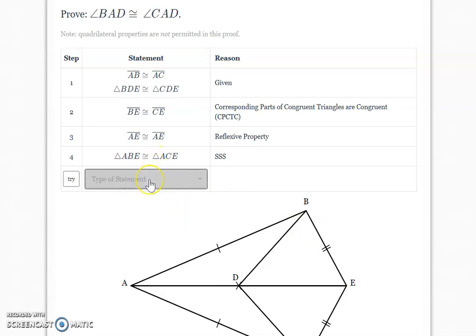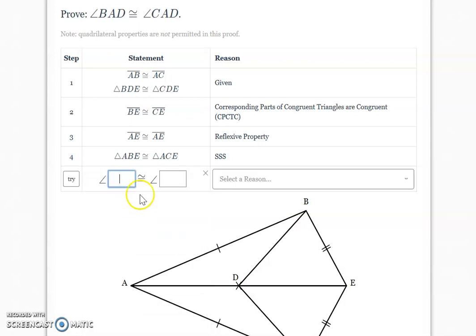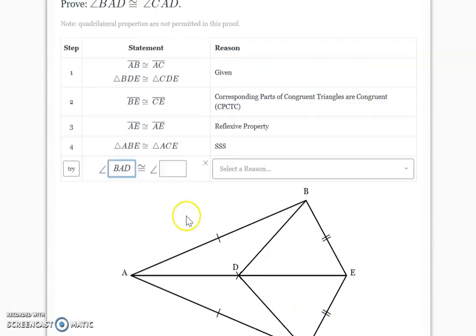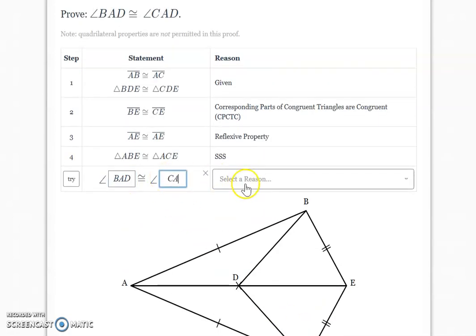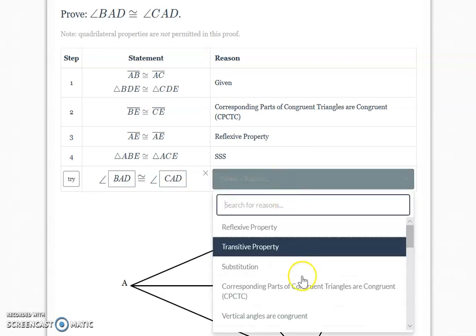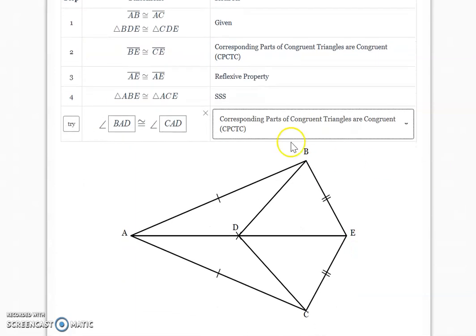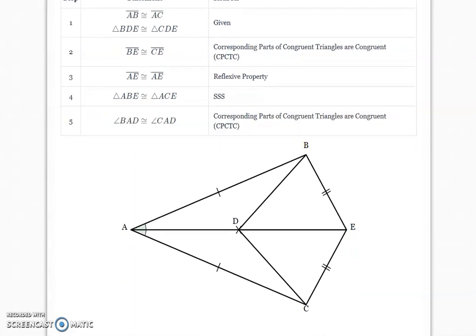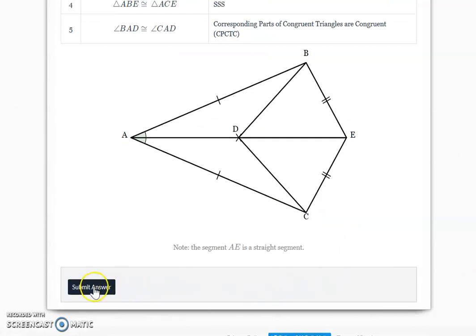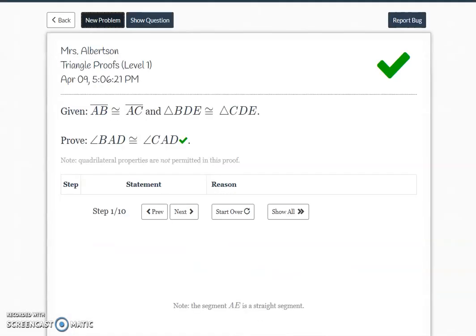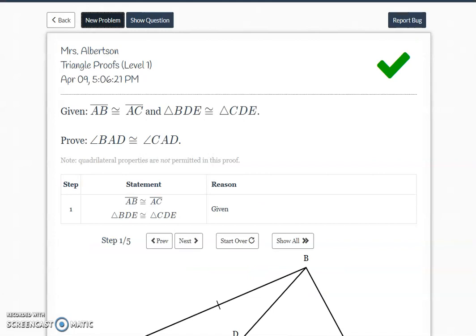So now I'm looking for my angles. BAD is this little angle right here. It could also be called BAE, but it doesn't matter. And that one is congruent to CAD, which is what they had written for us. And we know because if we have congruent triangles, then all of the corresponding parts are going to be congruent. We know that that's true. So let's go for it. Yes, and we got it. All right, I think that covers it.